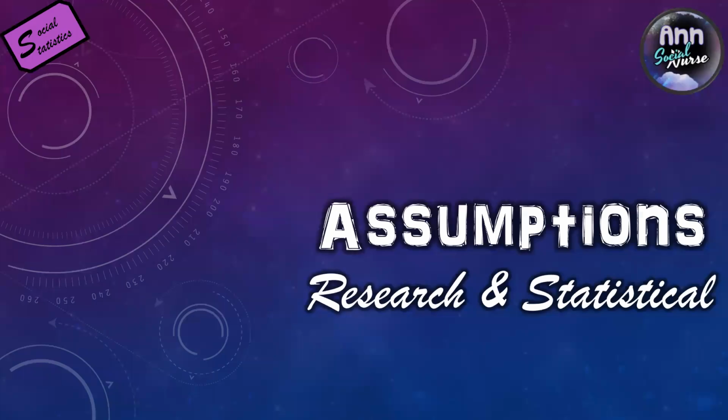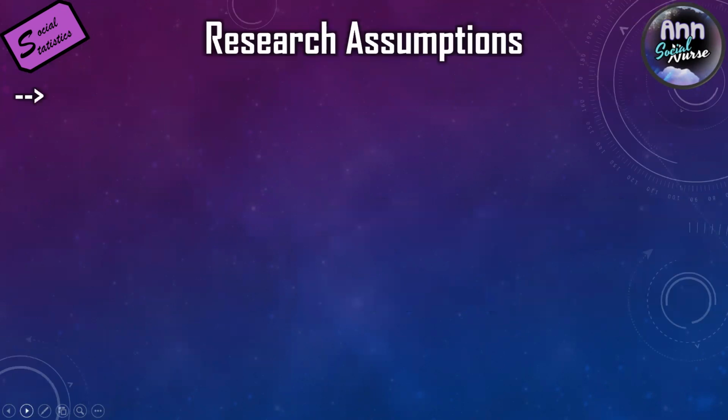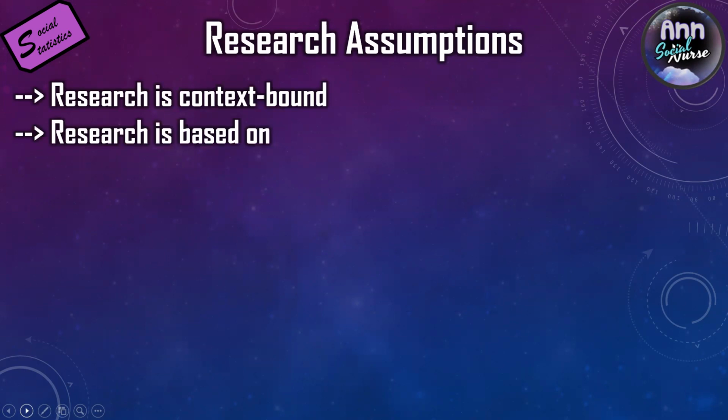This is about assumptions, both research assumptions and statistical assumptions. These are important in the conduct of social science research. Now, the research assumptions, it's first of all context bound. So what is the context that the research is being conducted, where it is conducted, what is the cultural milieu in that particular location, and the people involved.